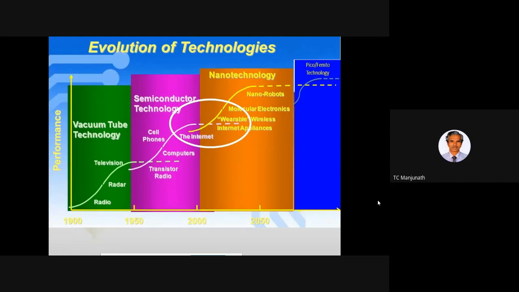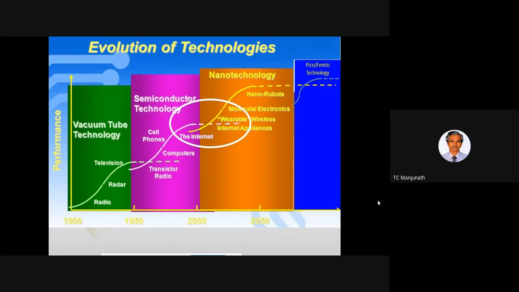Okay. Now, just like how the robotic revolution started, then the computer generated evolution started, similarly this nanotechnology also evolved in stages. First, in the early 1900s, it was the vacuum tube technology. The huge black and white television, radar, and radios came into the picture. Then in the 1950s, William Shockley invented the transistor in AT&T Bell Labs, as a result of which semiconductor technology started gaining importance. Then the transistor radio came, the computers came, the cell phone came, etc.